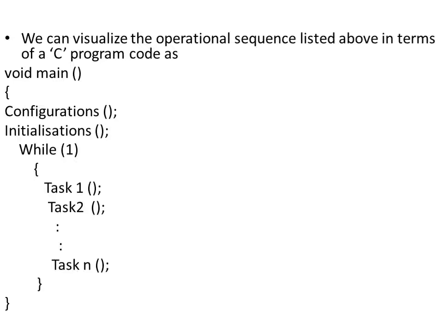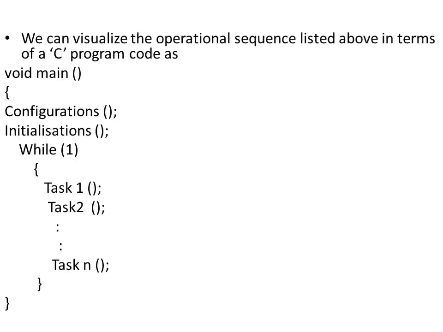Same thing, we can go for writing a code in the C language. See, we have the program in C language here. Initially, the functions for the configurations are defined. Then you have the initializations being done. Then you have a continuous while loop. while(1) means it's a continuous loop.